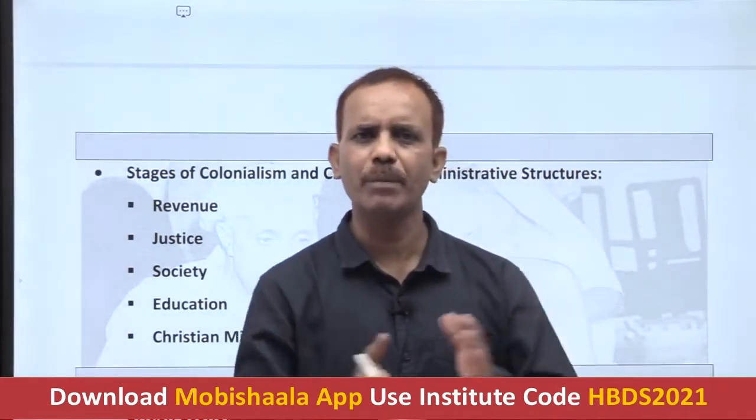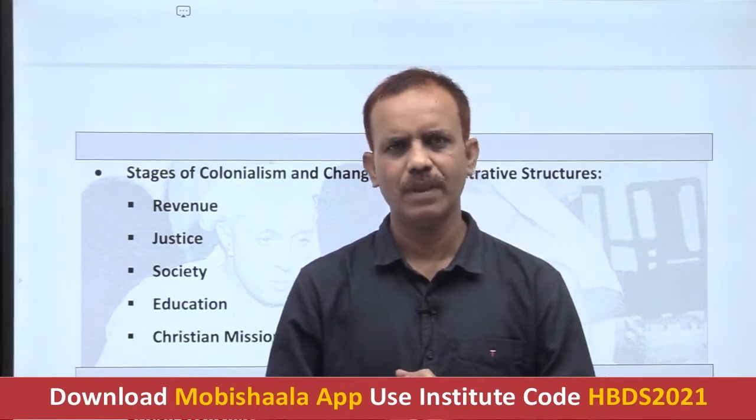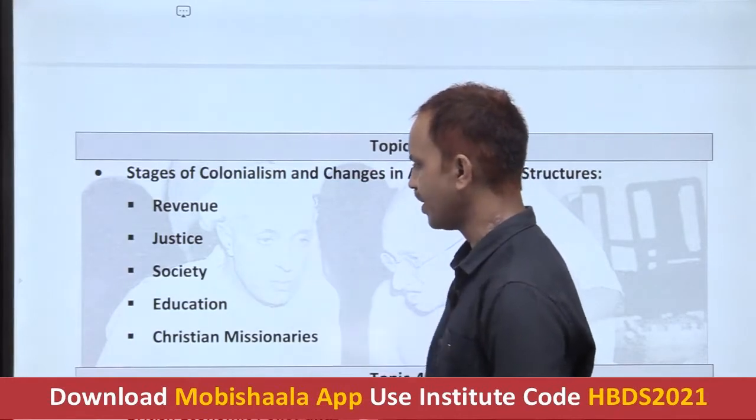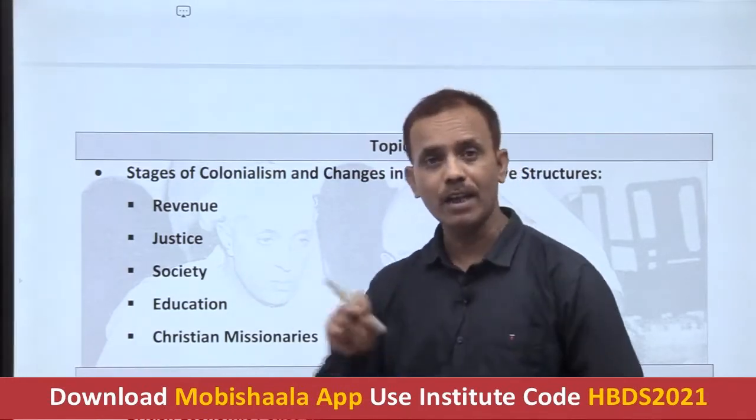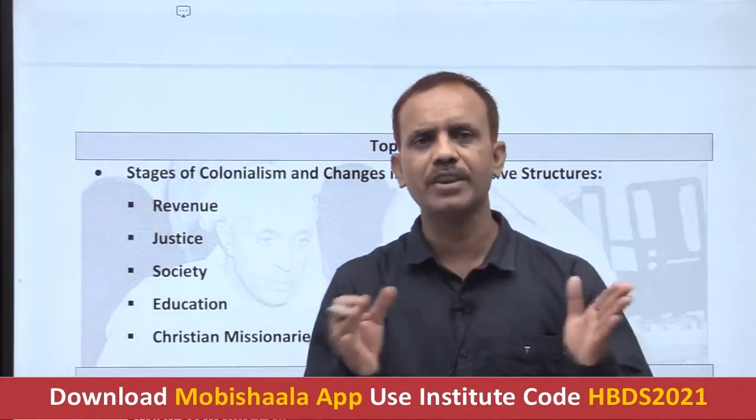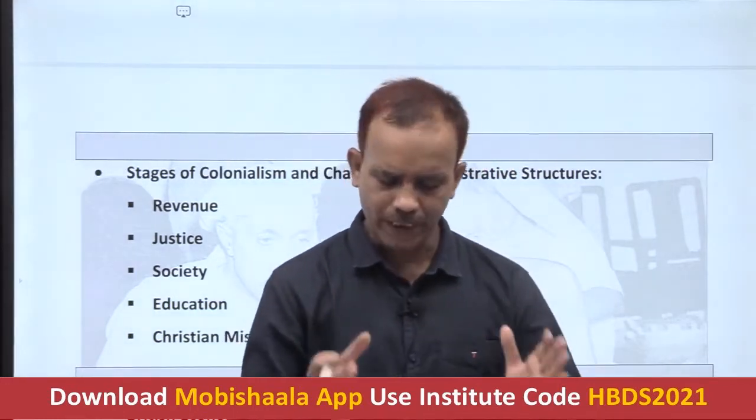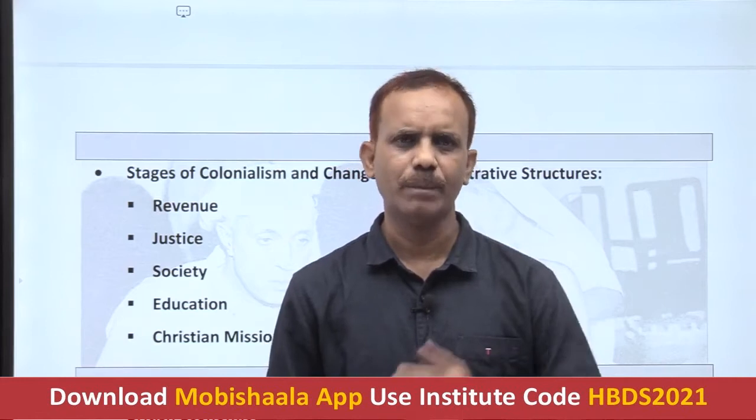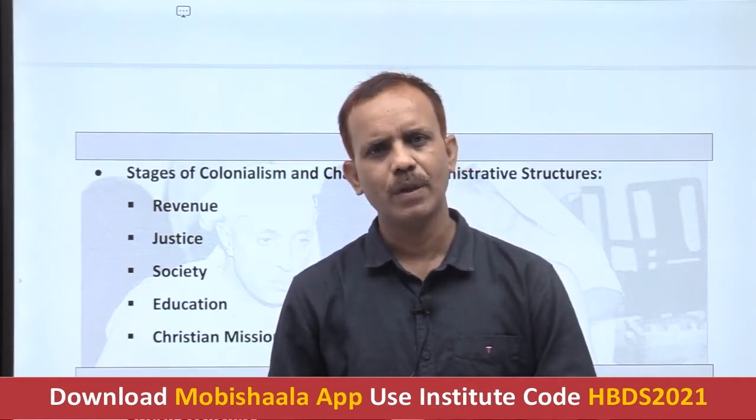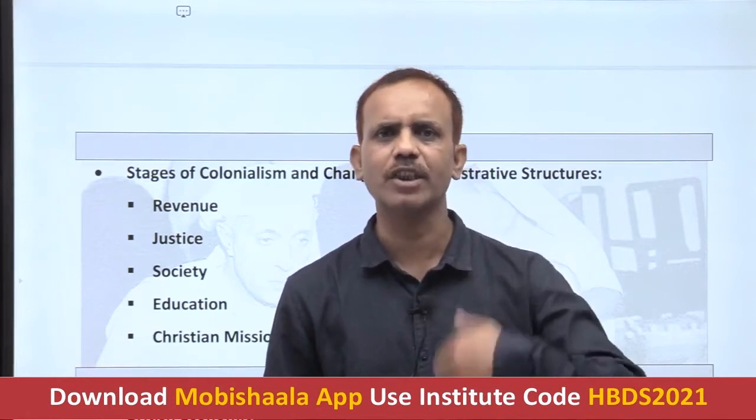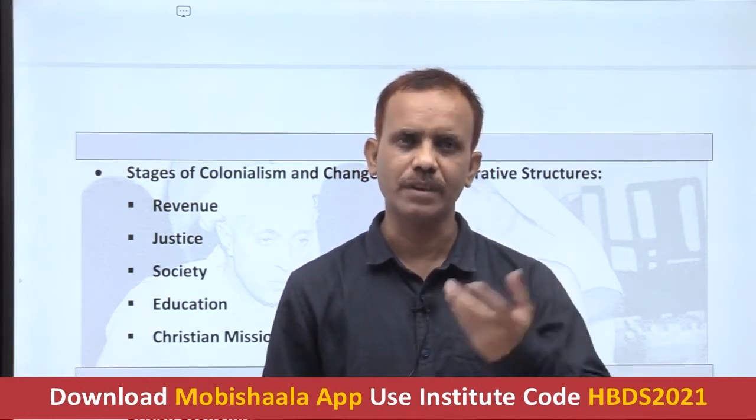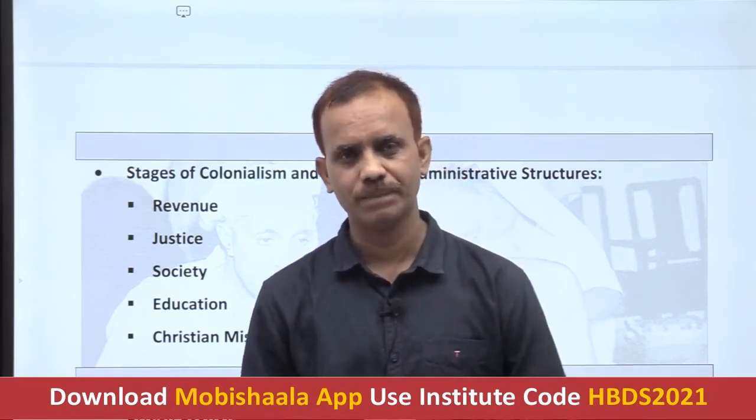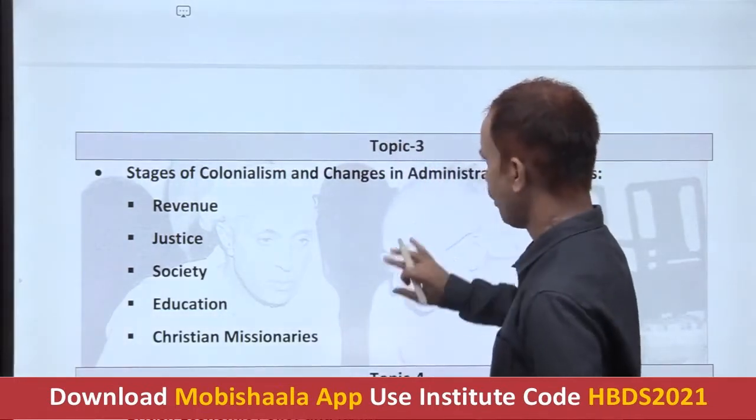Next, in topic 2, you have to study about the changes brought by the British company in India, like the revenue system, justice, society, education, and also the activities of Christian missionaries. It means in this topic, we have to see the process by which the British company changed the existing system of India, like revenue system, justice, administration, military system, education, etc. So it would be your second topic.